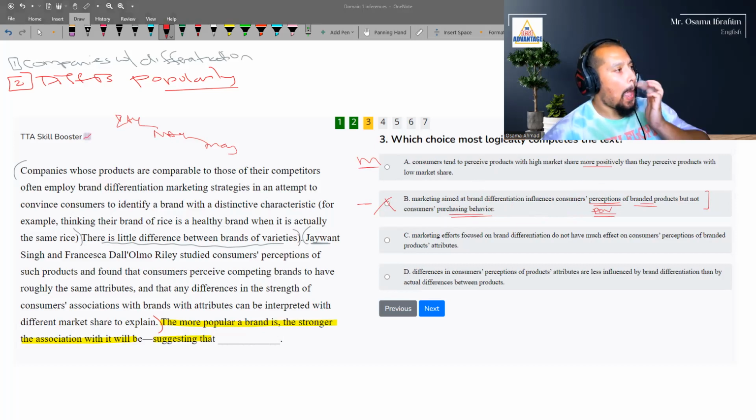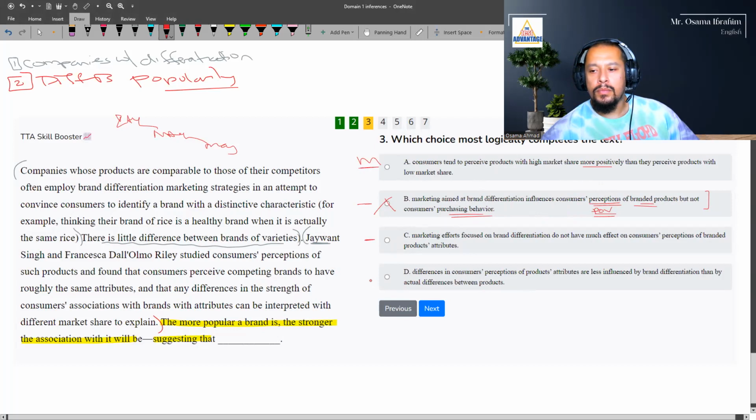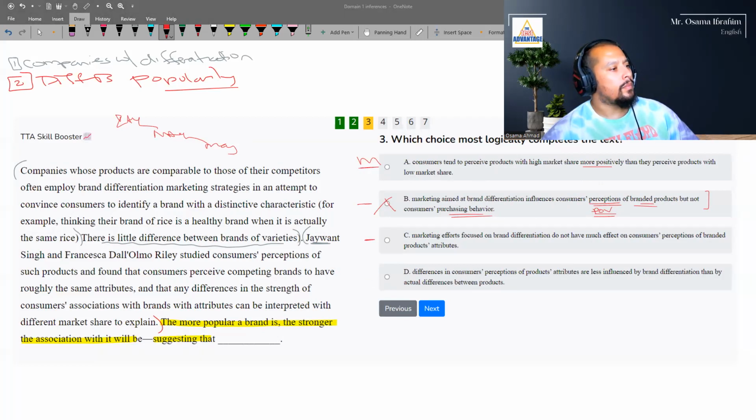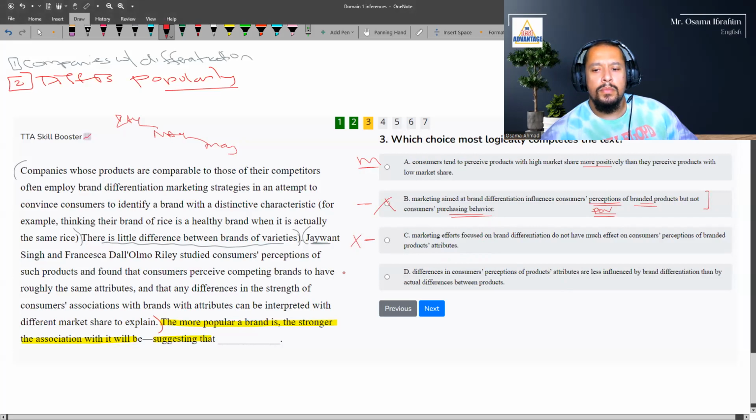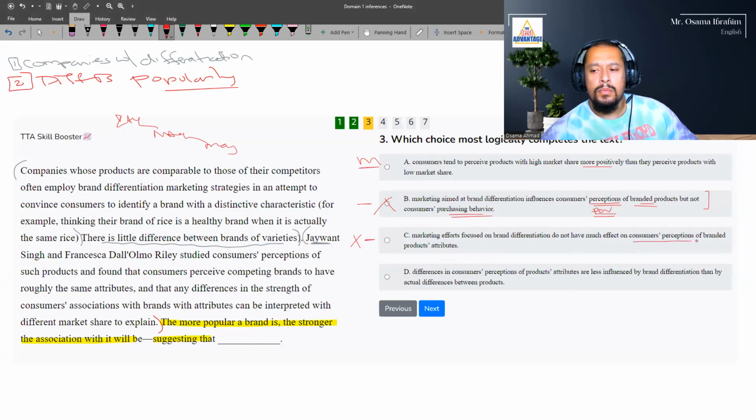Marketing efforts focused on brand differentiation don't have much effect on consumers' perception of branded product attributes. It's still not supported, I don't think so. Okay, why? Marketing efforts focused on brand differentiation don't have much effect on consumers' perception, like the way they look at brands, so still it's not supported. I don't believe so. Okay. Differences in consumers' perception of product attributes are less influenced by brand differentiation than by actual differences between products.